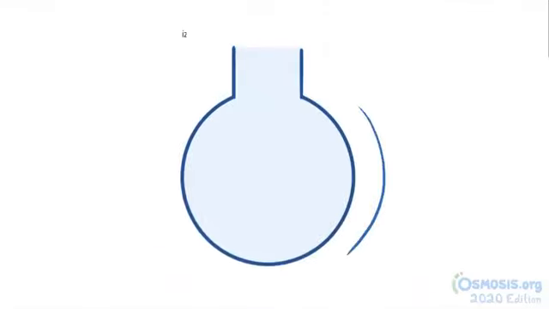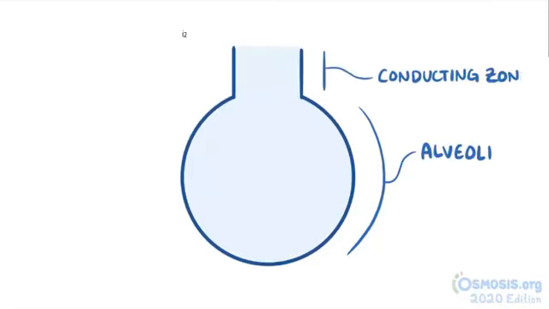Alright, so now let's simplify all this. So this ball represents all of the alveoli, and this portion represents all of the conducting zone. In other words, the anatomic dead space. So how much air is part of this anatomic dead space?